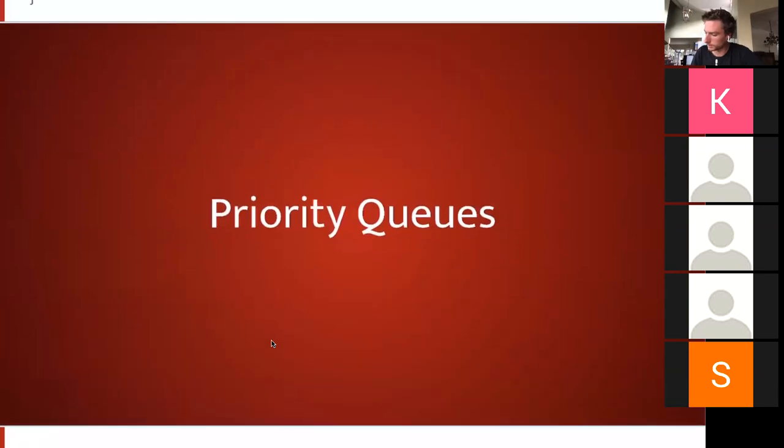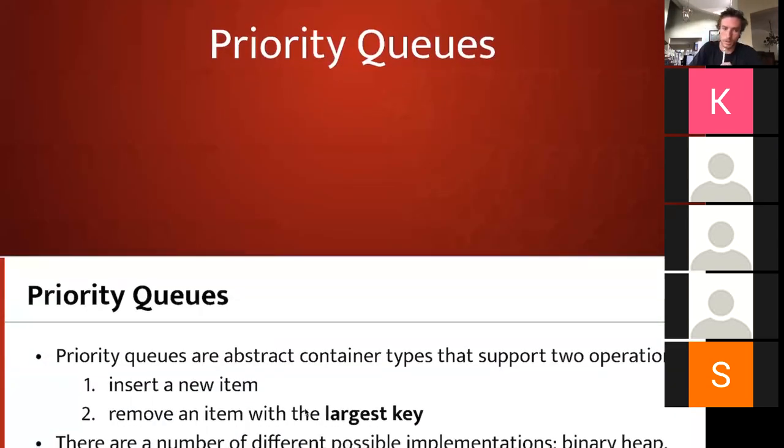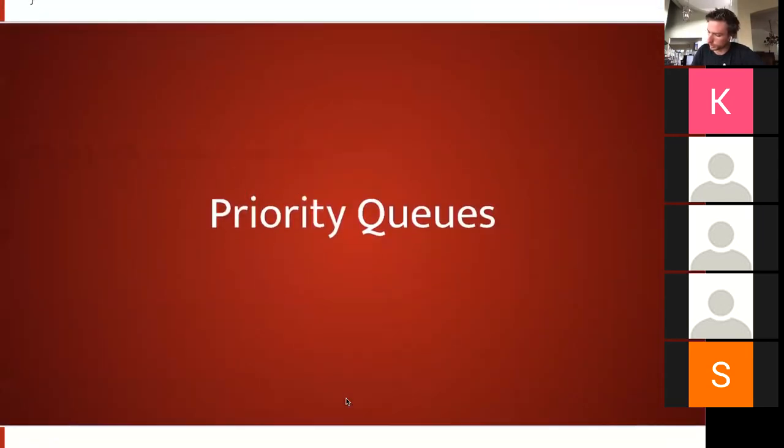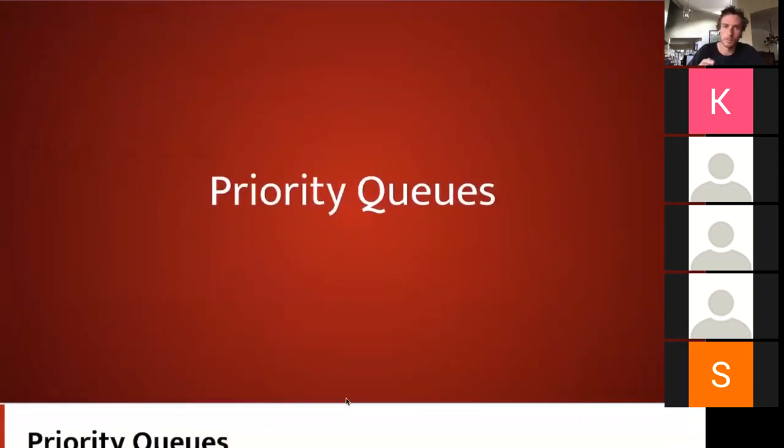Priority queues. Priority queues are hugely important in Project 2. There are two parts to Project 2. The first part is just using priority queues, and the second part is implementing priority queues. So altogether, probably half the grade of the project is just dealing with priority queues.